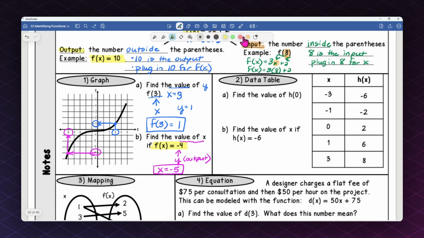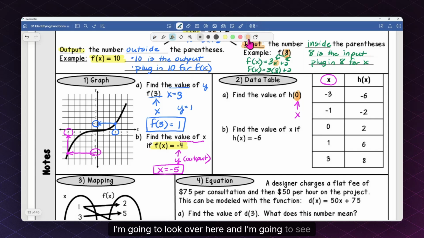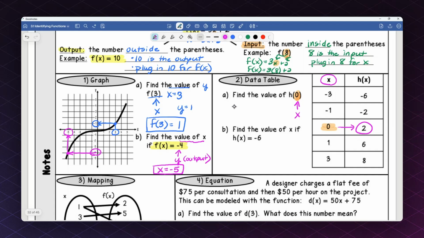So we've got this, it's got 0 here. What is this? If it is in the parentheses, this is going to be my x. So I'm going to look at my x's. Here's my x's. I'm going to look over here and see where my 0 is. And here's my 0. When I see my 0, I'm just going to look across the side here and this is going to be my answer. So my h of x, this is like the same thing as y.